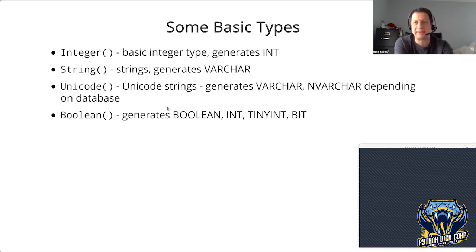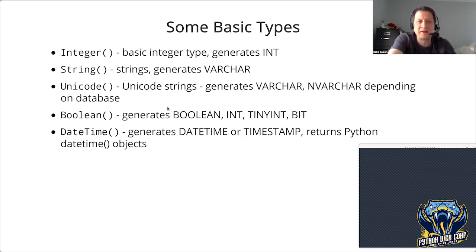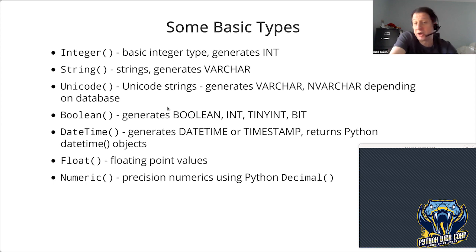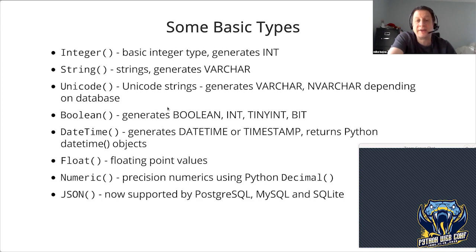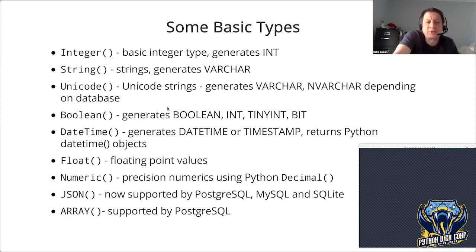Boolean is tricky because databases don't all have Boolean, so you have to use tinyint or bit, int. There's some ugly stuff happening with Boolean. DateTime returns and receives Python datetime objects, and there are also date and time separately. Floating point values are different from numeric, so it's the difference between getting a Python decimal object or a Python float. We now have JSON. Postgres, MySQL, and SQLite all have a JSON type now, so use JSON for that. Postgres also has JSON-B, which is like a binary JSON that's more efficient. Postgres also has an array data type.